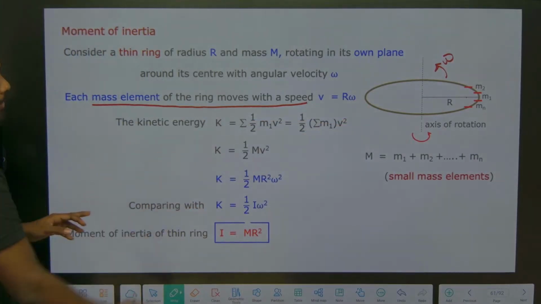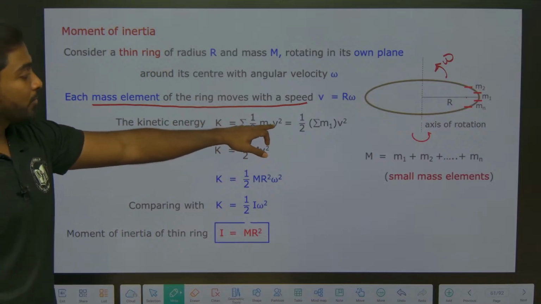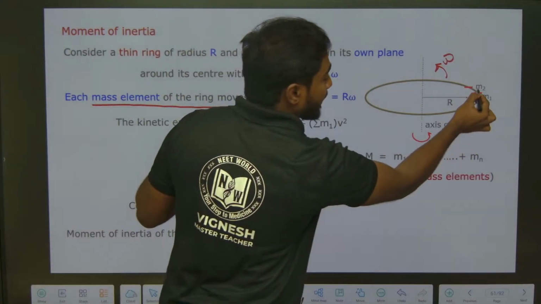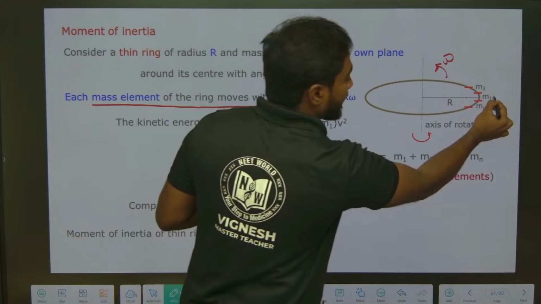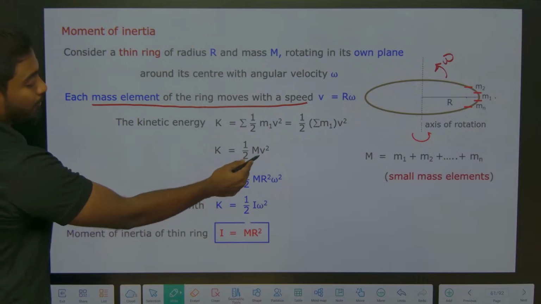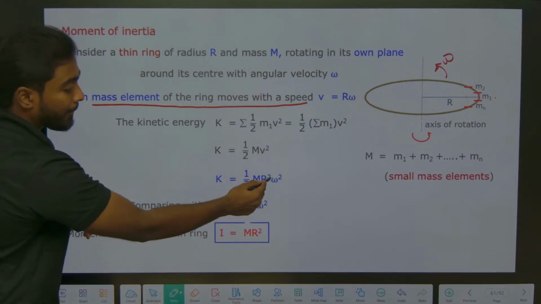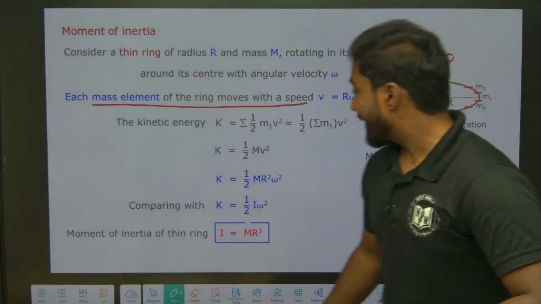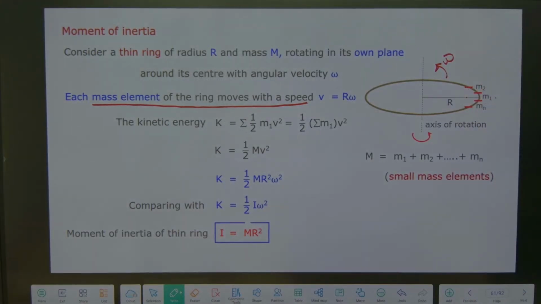So the kinetic energy will be the summation of half m1 v1 square up to half mn vn square. We are considering n number of particles, each particle having mass m. If we substitute those values, half mv square is nothing but half m r square into omega square. Comparing both of them, we get I equal to m r square for the thin ring. And we will see some of the important objects' moment of inertia. You can take a note of this.